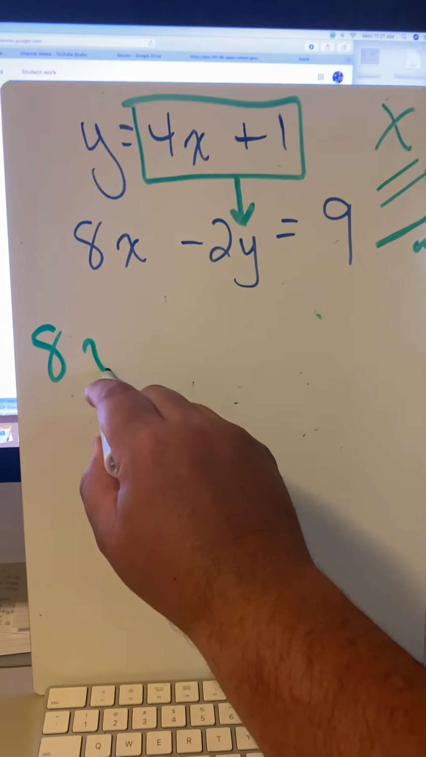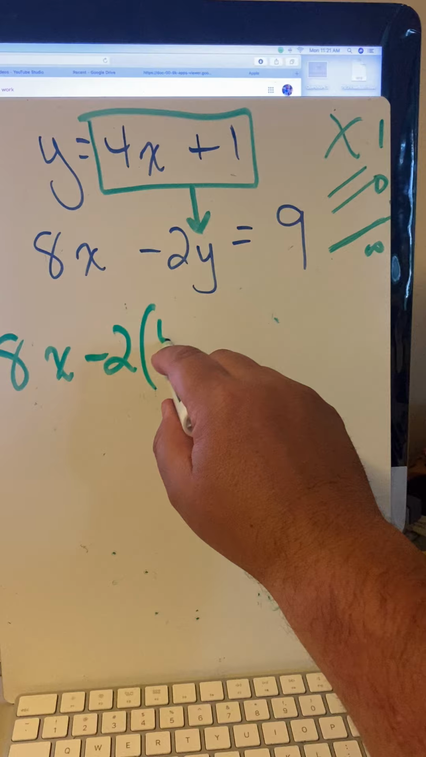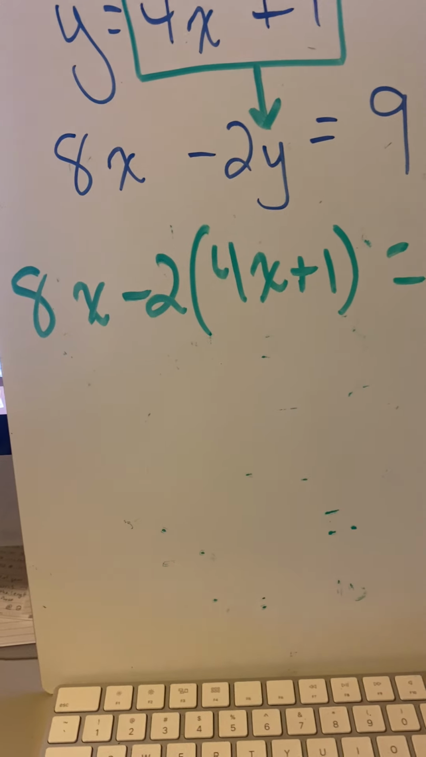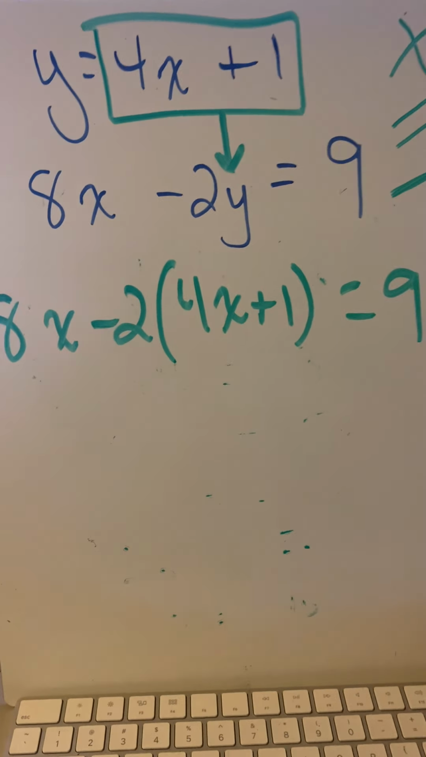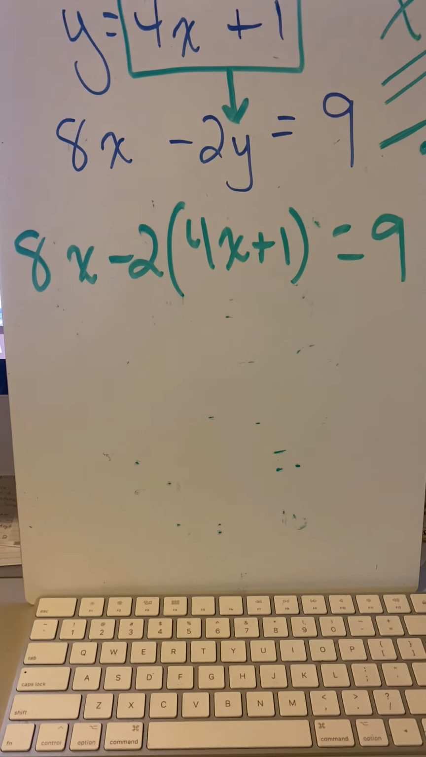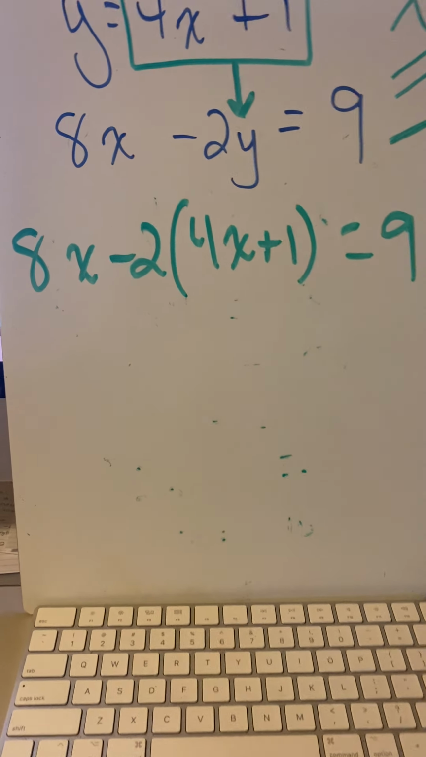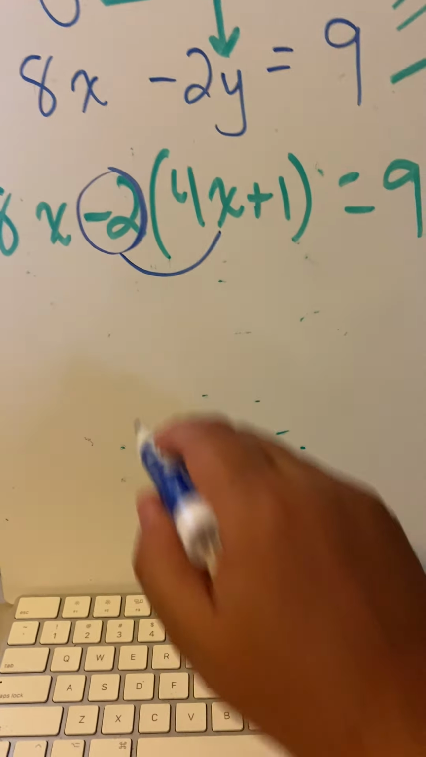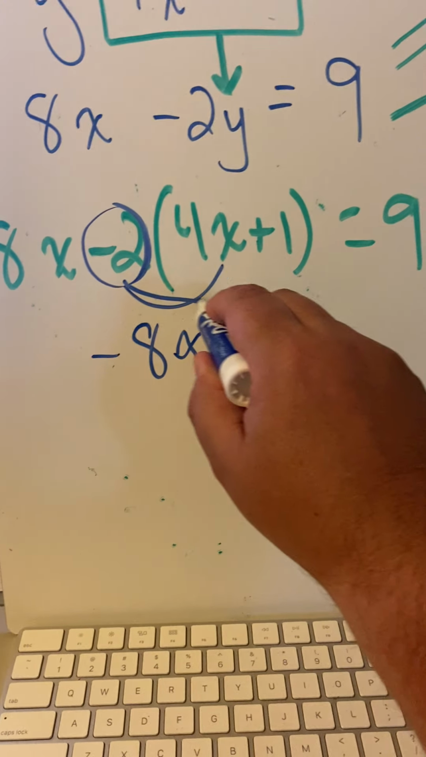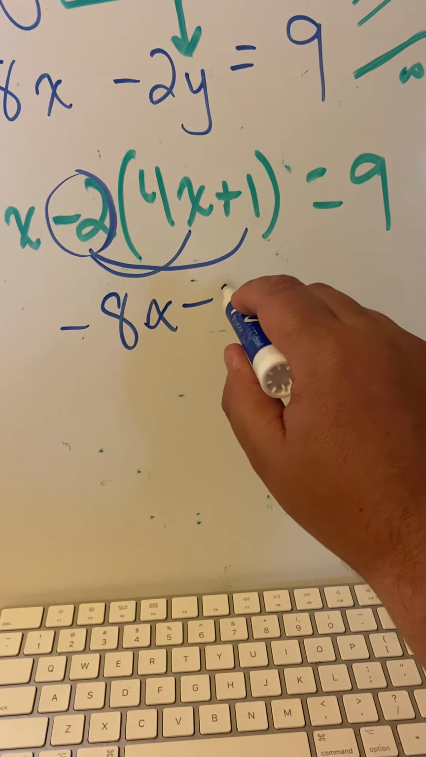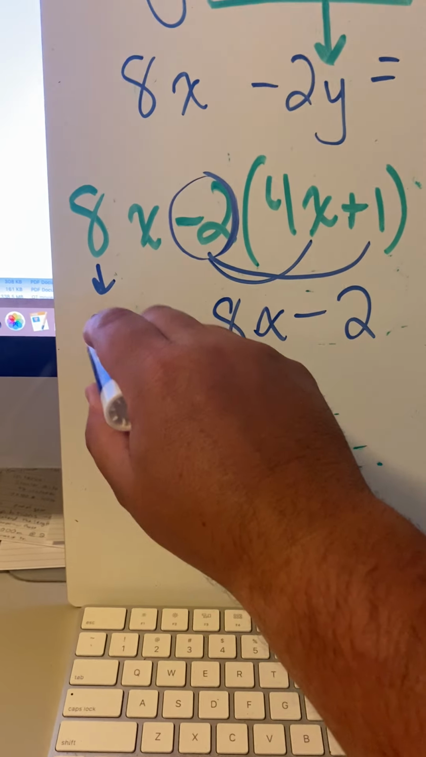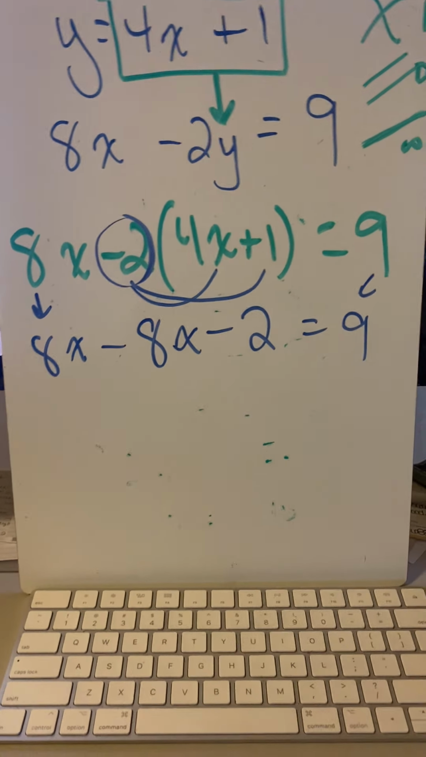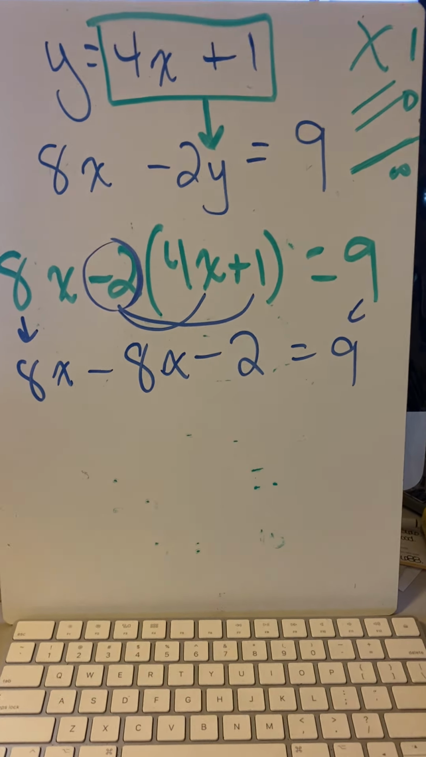This turns into 8x minus 2 times the quantity 4x plus 1 is equal to 9. Be very careful, okay? A lot of people will mess up on this next step. You're distributing a negative 2 through the parentheses. Negative 2 times 4x is negative 8x. Negative 2 times 1 is negative 2. Bring down the positive 8x. Bring down the 9.